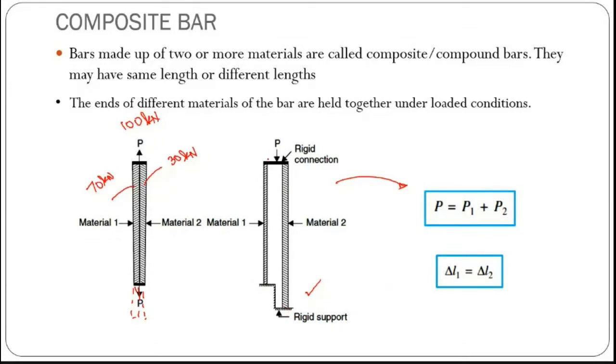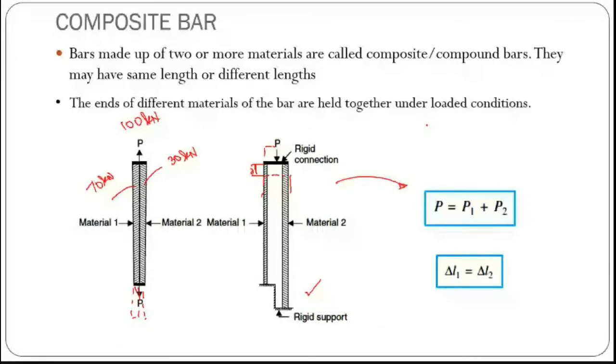The extension will occur along this direction. So this is a compression force, right? This will reduce your length like this. So this will be del L for both cases, for both the materials. So we have two formulas here. One, P is equal to P1 plus P2. The other one, change in length for material 1 is equal to change in length for material 2.